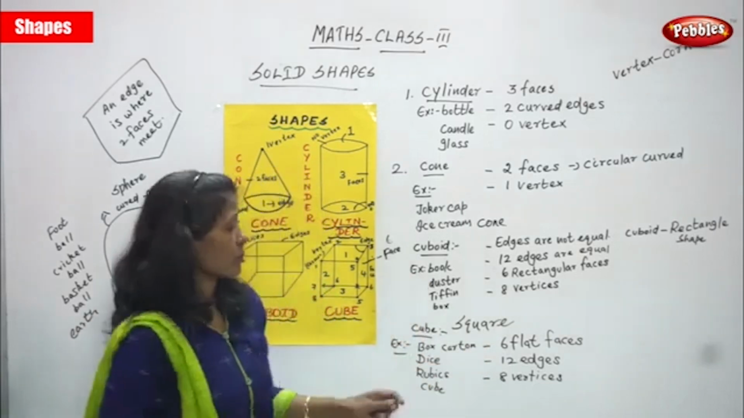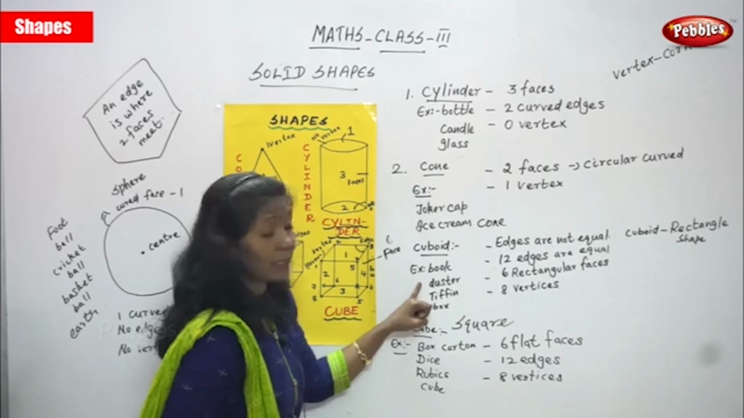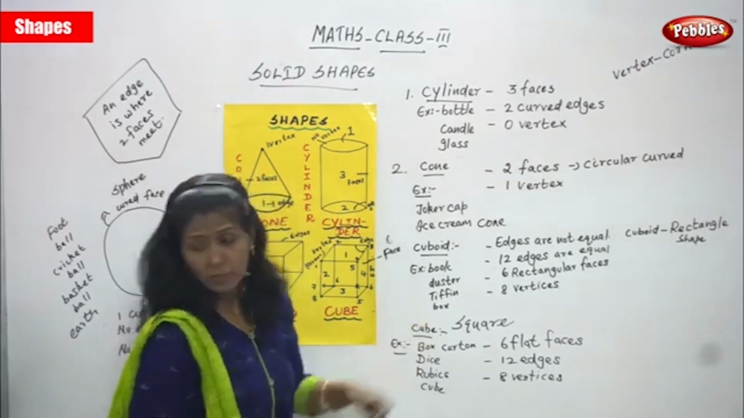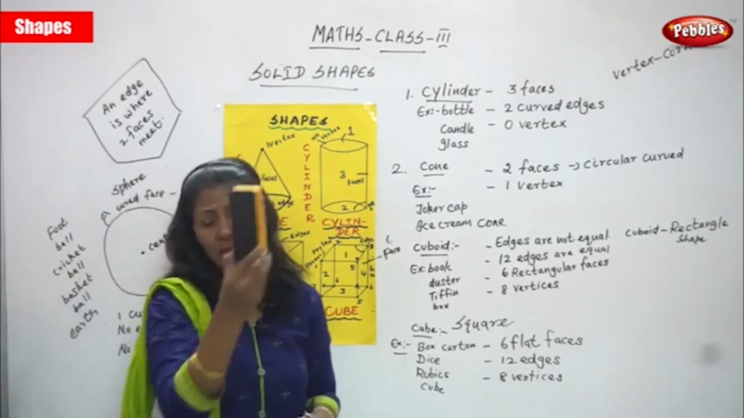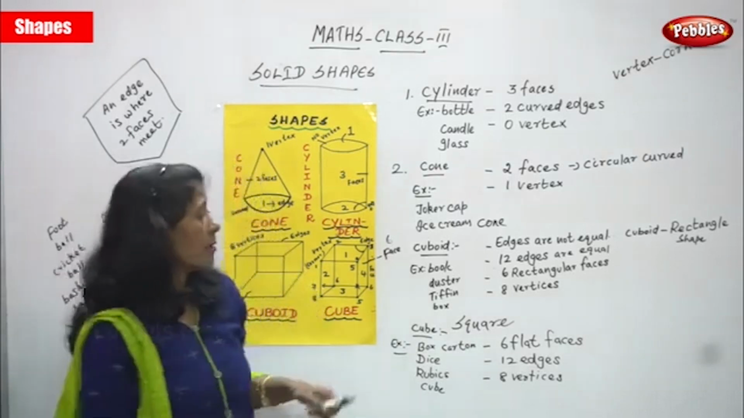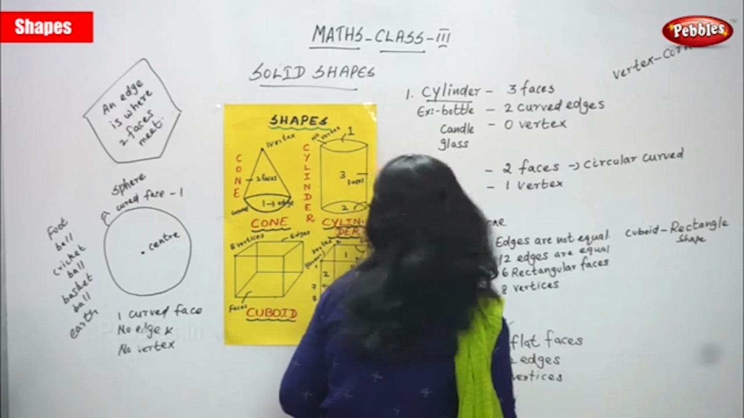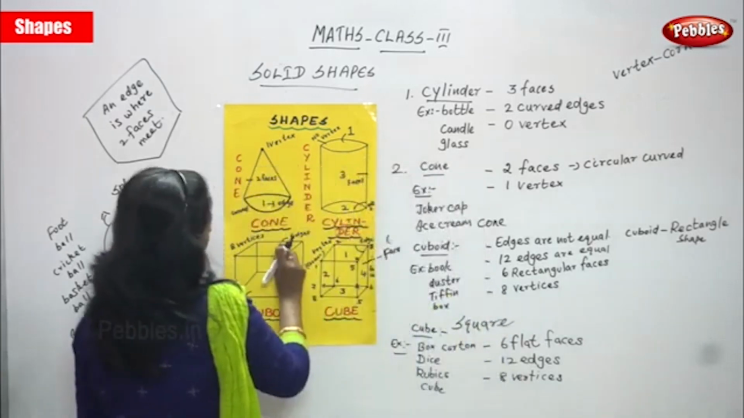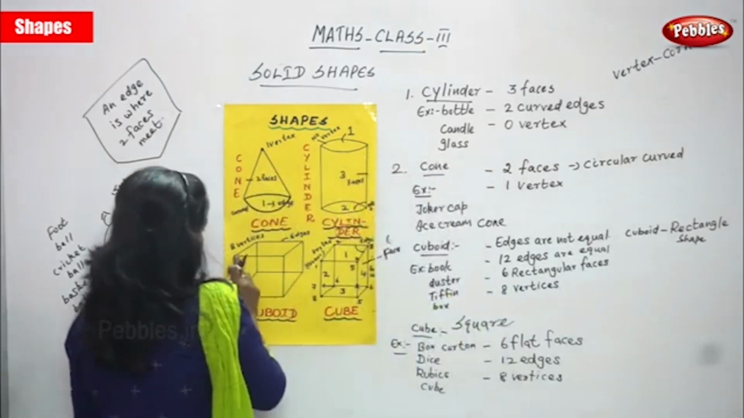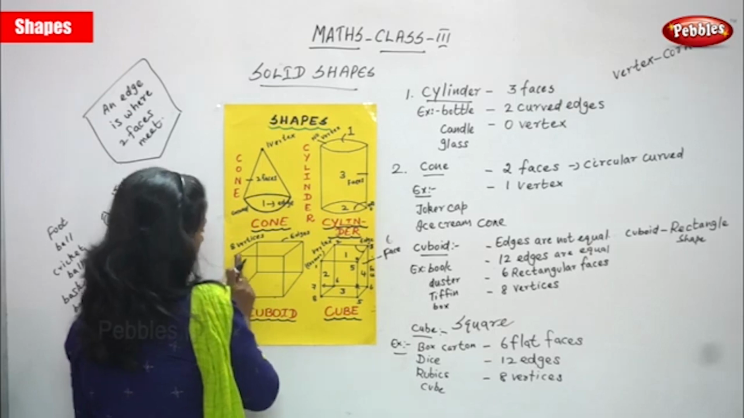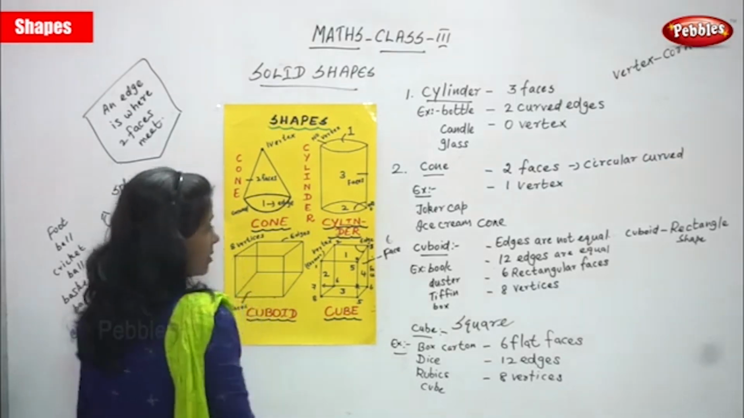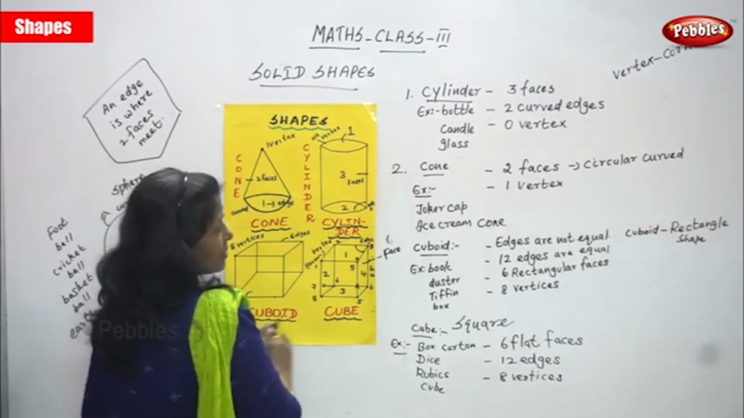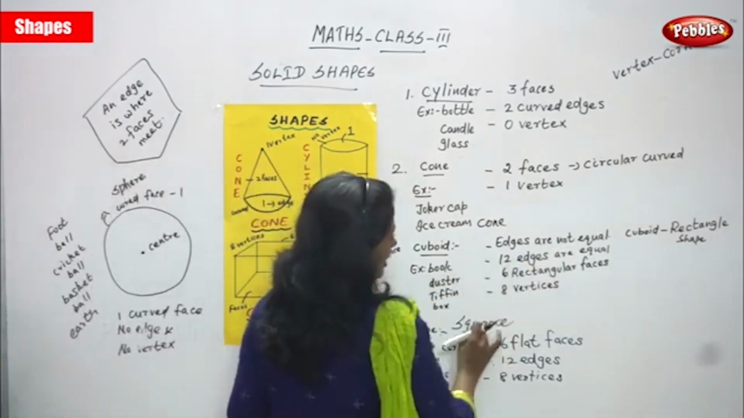It is in rectangular shape. One is a duster, and the other one is a tiffin box. Look at this, this is a duster. Edges are not equal. This particular place is called the edges, and this particular place is the vertices, the corners. And this place is called what? Faces.